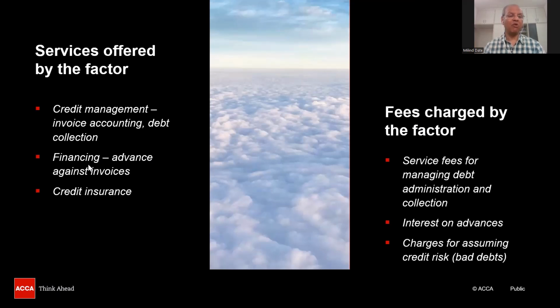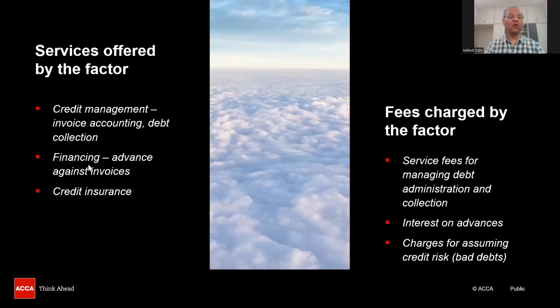Third and very important service that is offered by the factor is credit insurance. The company gets protected against the risk of bad debts, and the risk of bad debts is then assumed by the factoring company. So as students, you should understand clearly these three types of services provided: credit management, financing, and credit insurance, for which, of course, they will charge fees.